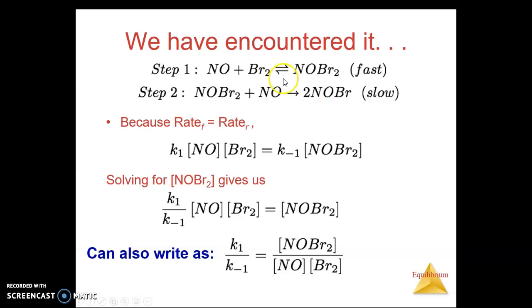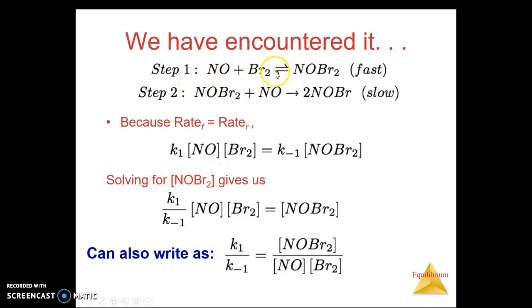And this equilibrium step sets up the step 2, or the slow step, the rate determining step, so that the rate law has two NOs and a Br2 in it. We're not looking at that. That's a kinetics issue. What we'd like to know is about this reverse reaction.